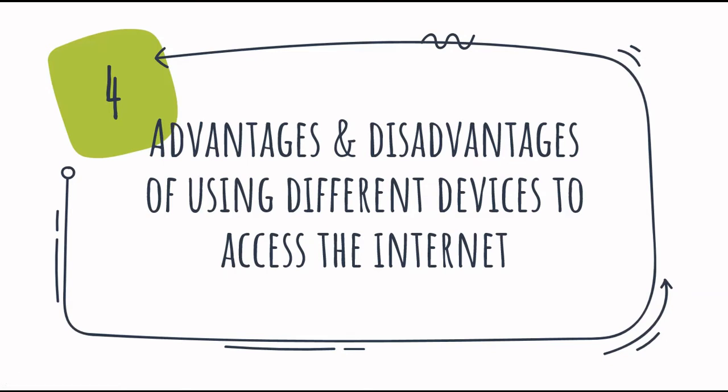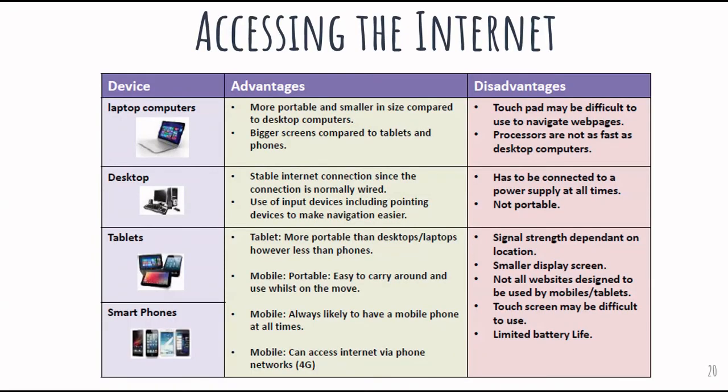The last thing we are going to discuss today is the advantages and disadvantages of using different devices to access the internet. Here I have 4 devices and we are going to compare their advantages and disadvantages in terms of accessing the internet. Please note that in chapter 1 we already did a comparison between the different types of computers, but that was a general comparison of their uses, advantages and disadvantages. The table here is specifically about comparing these computers for accessing the internet only.